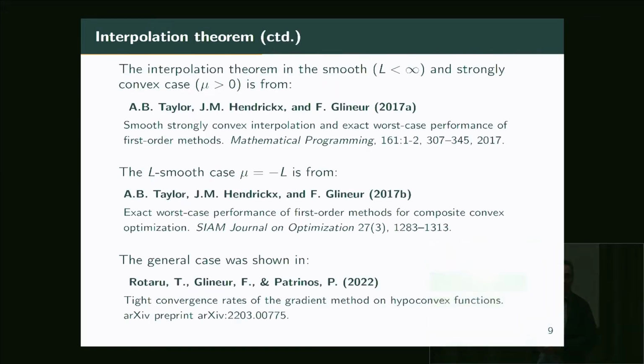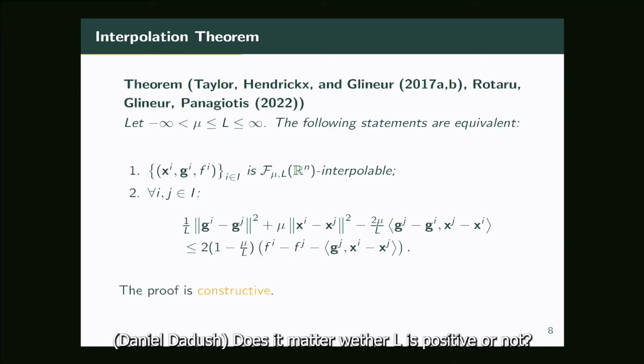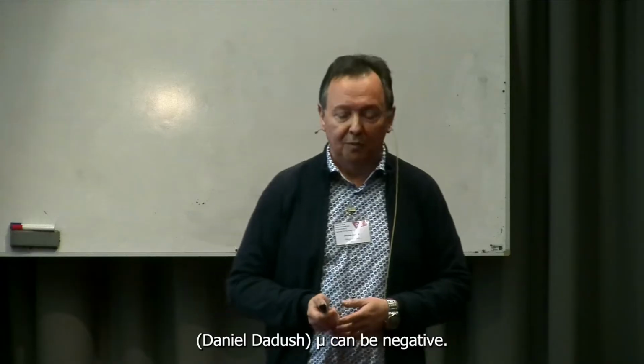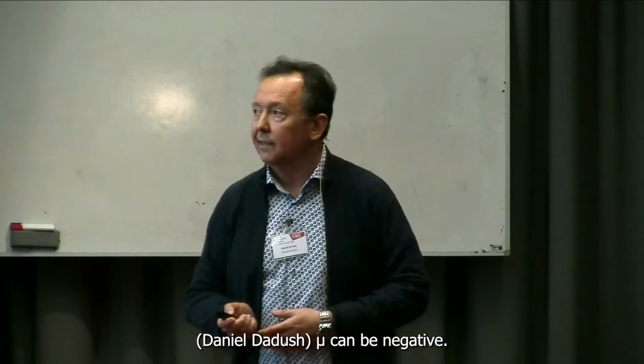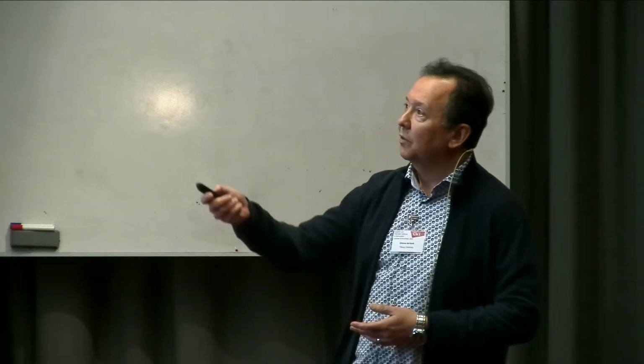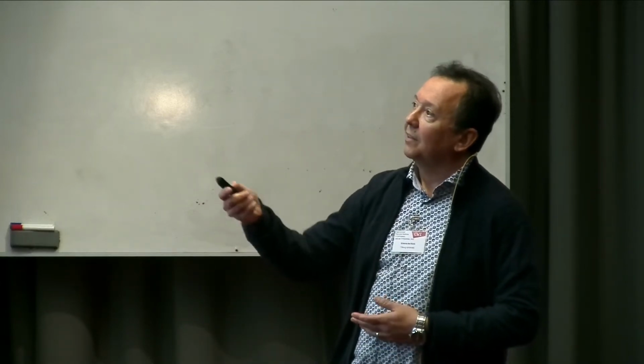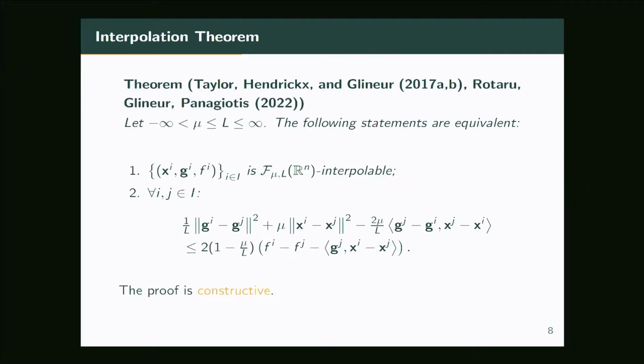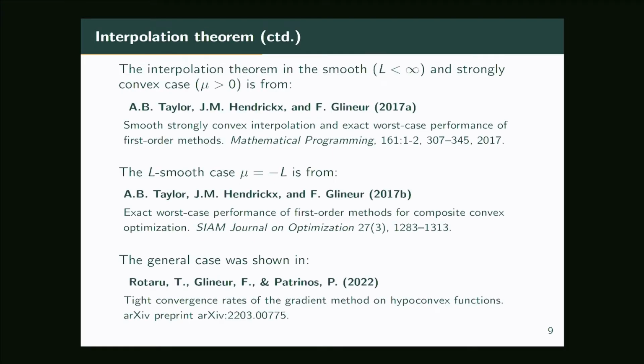Etienne, yes? Does it matter whether L is positive or not? Yeah, L is positive, always. Or non-negative, to be precise. But mu can be negative. Mu can be negative for now, yeah. Indeed, it's not shown here, so it's not clear, but L should be non-negative. It can be 0, because you divide by L. Okay, I divide by L, then that's positive.